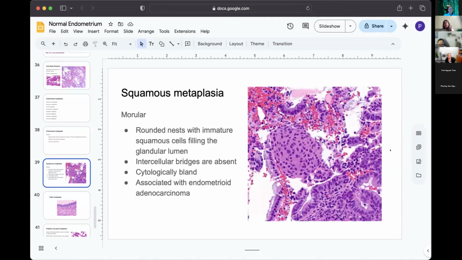So squamous metaplasia, or squamous morular metaplasia, as we sometimes like to call it, is one thing that we see. This is not directly indicative of cancer, but it is seen associated with cancer. So if we see these squamous morules, it is important to comment on them. It doesn't mean that the patient has to go straight to hysterectomy. It just means that maybe she needs a little bit closer follow-up than you would have normally given.